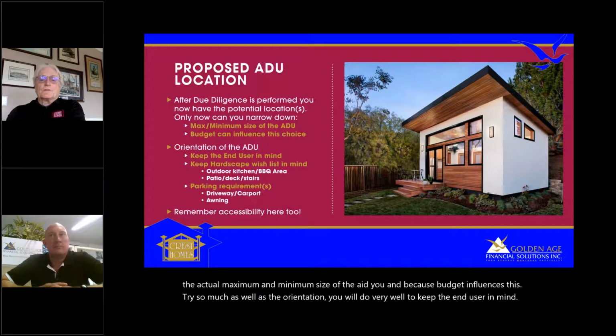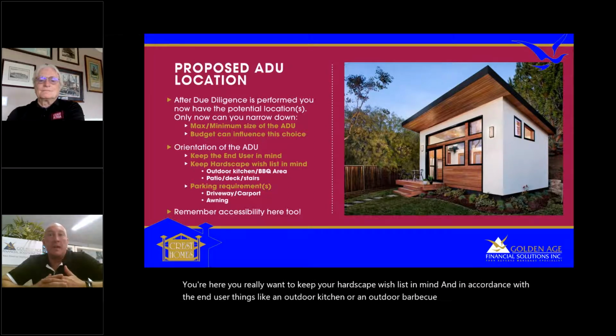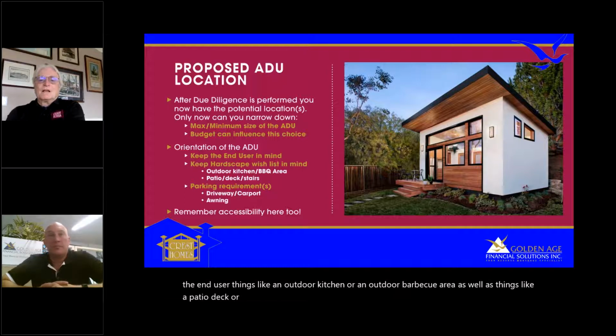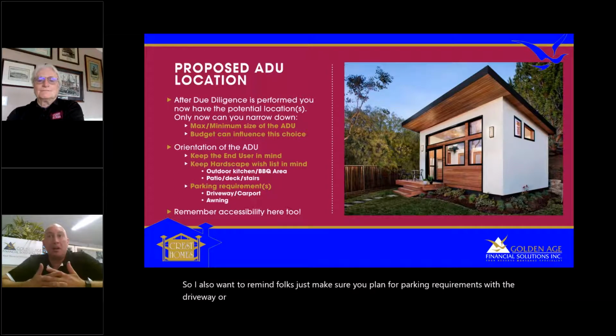What about the other parts of the build out? You really want to keep your hardscape wish list in mind and in accordance with the end user. Things like an outdoor kitchen or an outdoor barbecue area, as well as things like a patio deck or other stairs. And those types of choices really push up long-term rent potential and keep vacancies low, I would assume. Yes, absolutely they do. So I also want to remind folks, just make sure you plan for parking requirements with a driveway or carport, as well as space for things like an awning. And then also just remember basic accessibility here too.